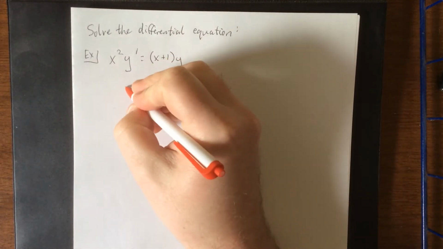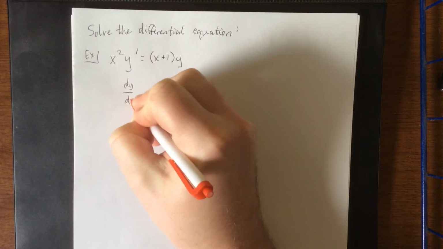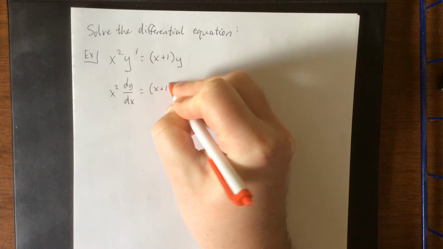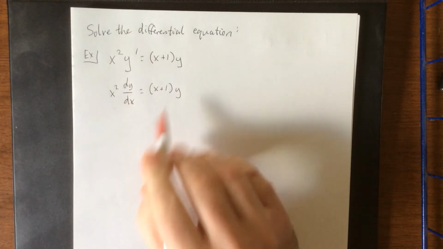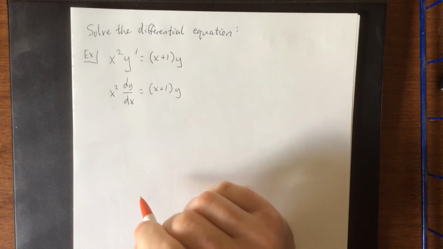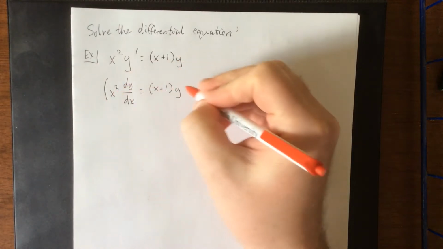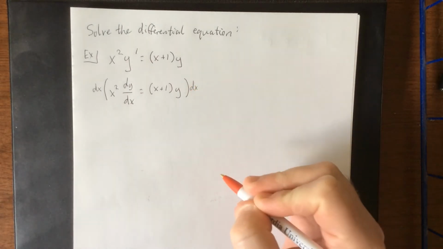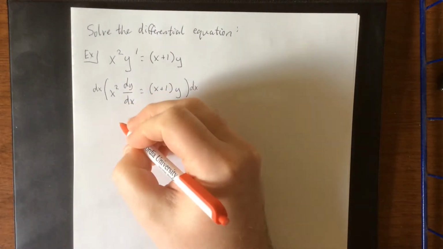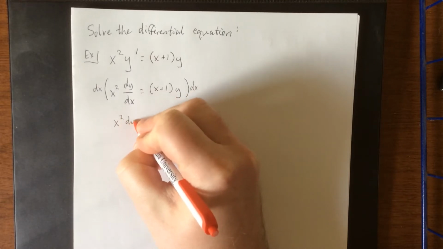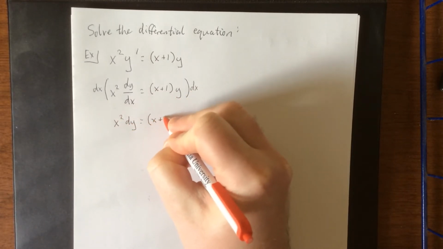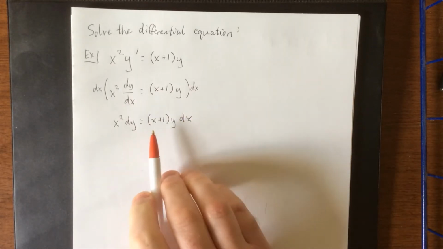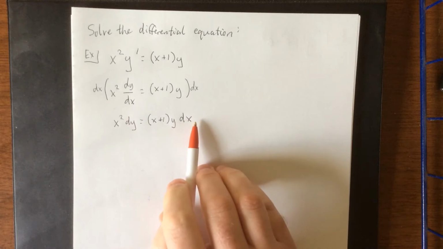First thing I'd like to do is express y prime as the implied dy over dx. This will allow us to figure out which side we want the appropriate variables to be on. Now, as I demonstrated in the last video, first thing I'm going to do is multiply both sides of the equation by dx. This will effectively cancel out the dx's on the left-hand side, leaving us with the following expression. x squared times dy is equal to x plus 1 times y times dx.